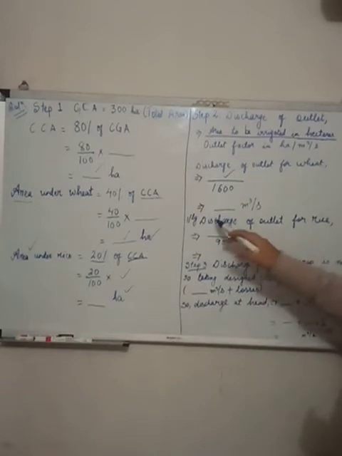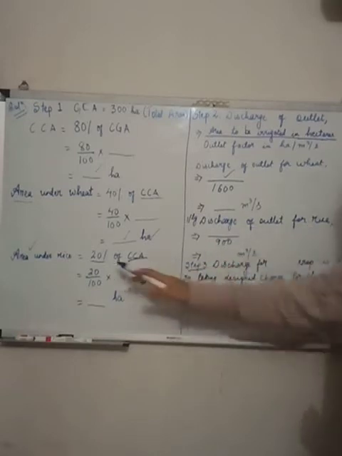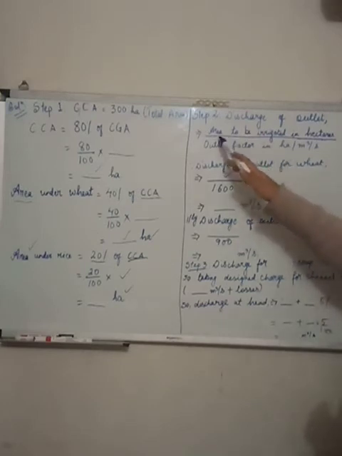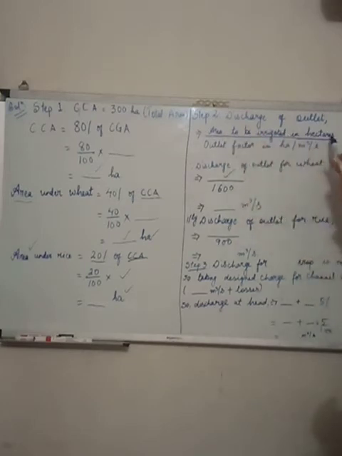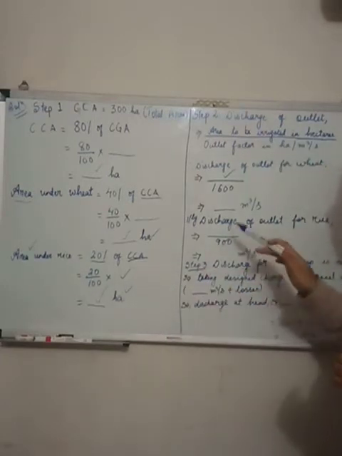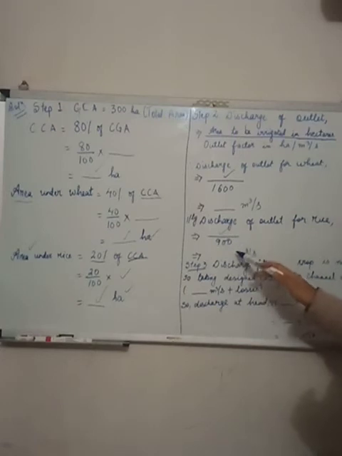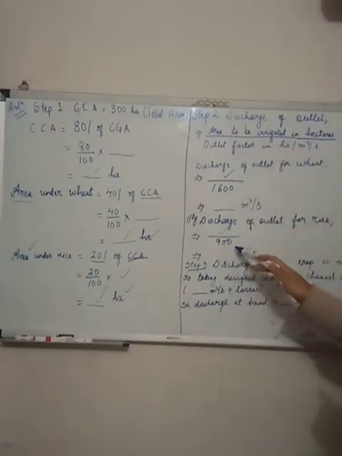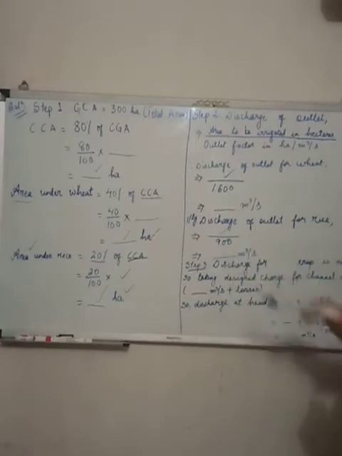Now, the discharge of outlet for rice. Now you will find the discharge for rice. Again, it's the area to be irrigated in hectares, that means the area of rice to be irrigated in hectares. You find it out here and you put it here. And the outlet factor for rice is 900. So you will get some value here.